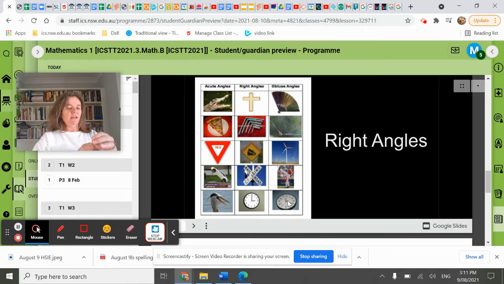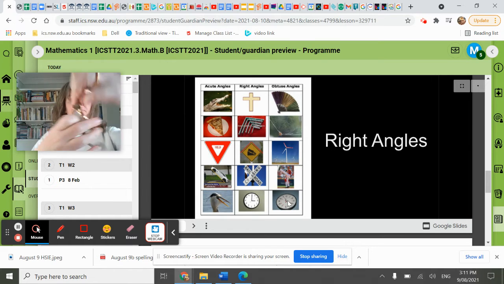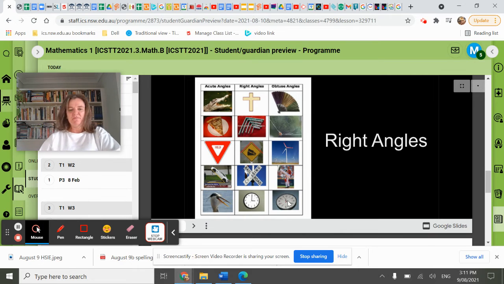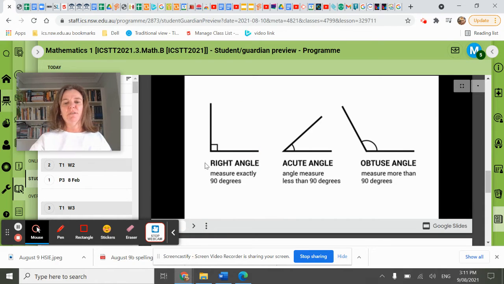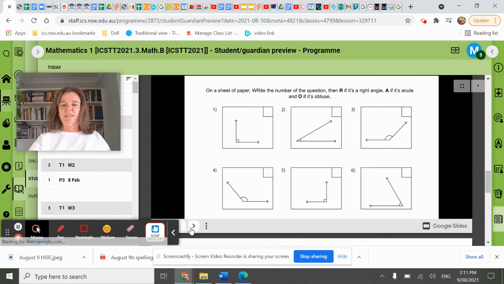Now, when I look at my clock right now, I wonder what kind of angle you think that is between the hands. It's not very much, is it? That's an acute angle. It's a little one. So the hands on the clock, they keep changing. And so you can see the different angles that are there. Now, on the first page, you can see right angle, acute angle, smaller, and an obtuse angle, bigger than 90. And there's those real life examples again.